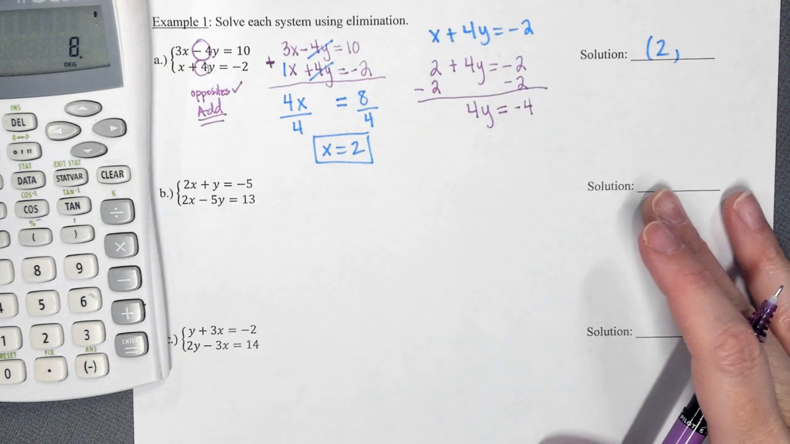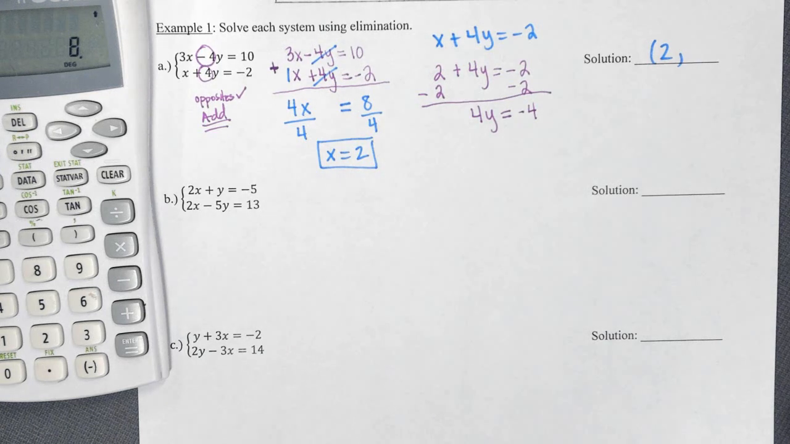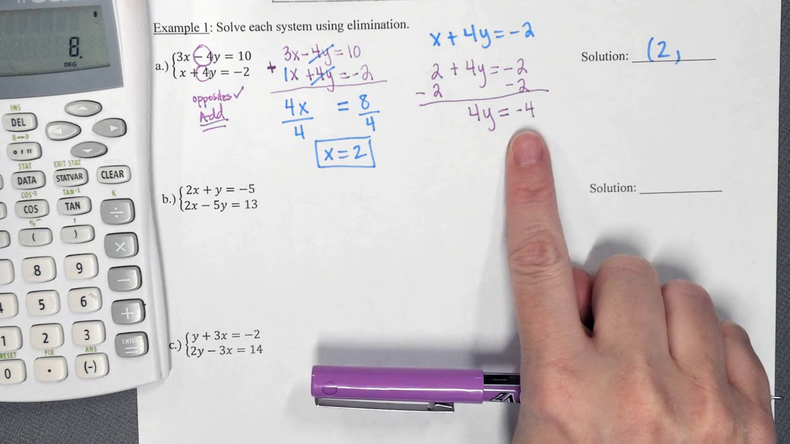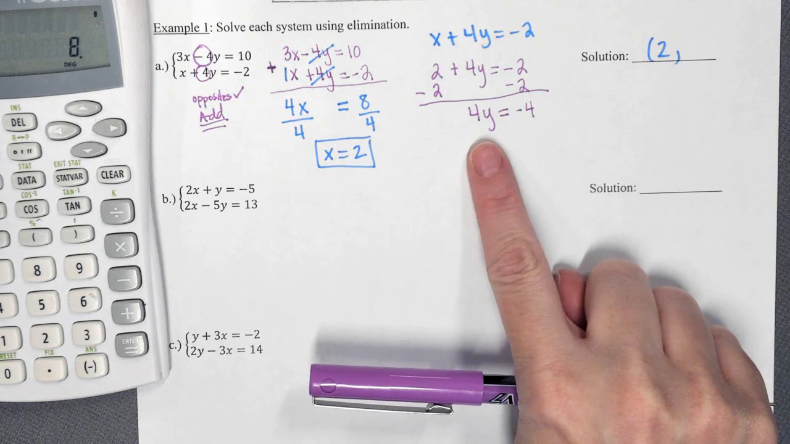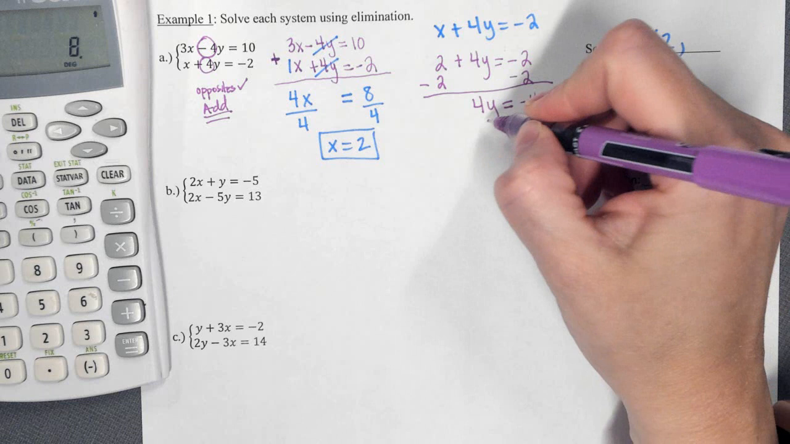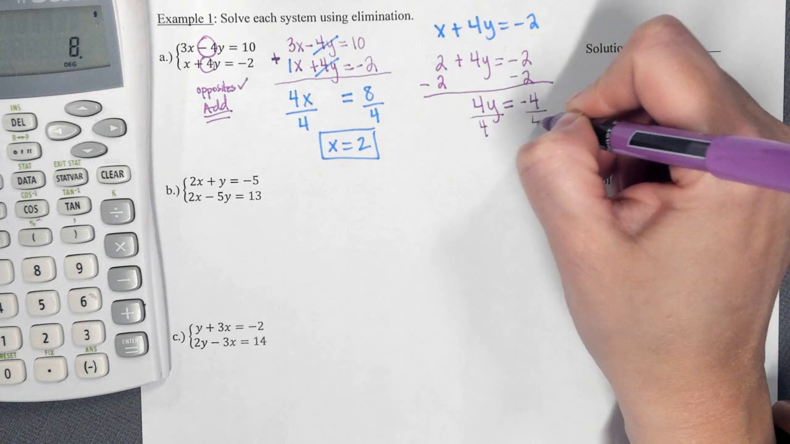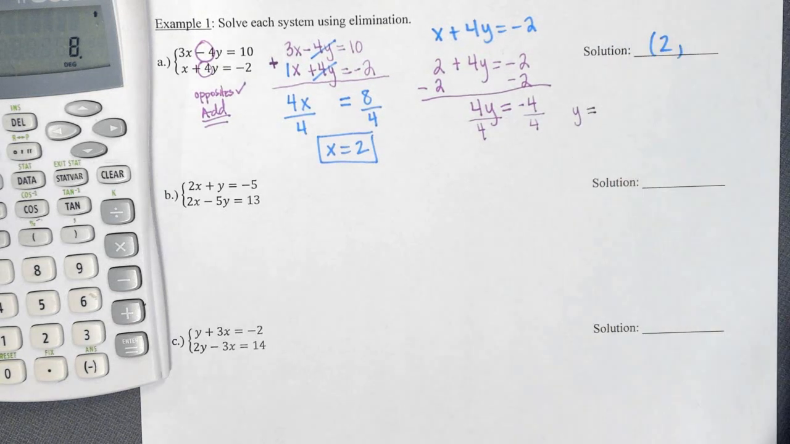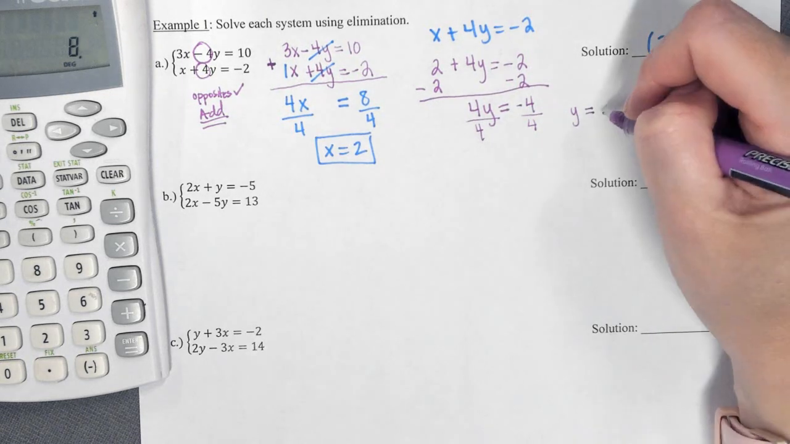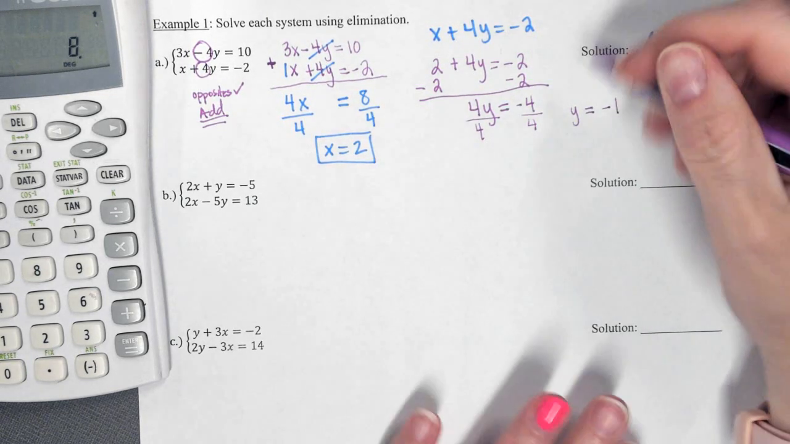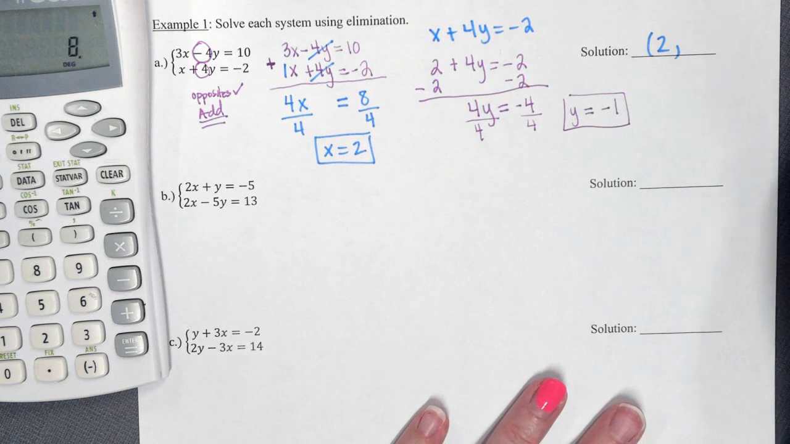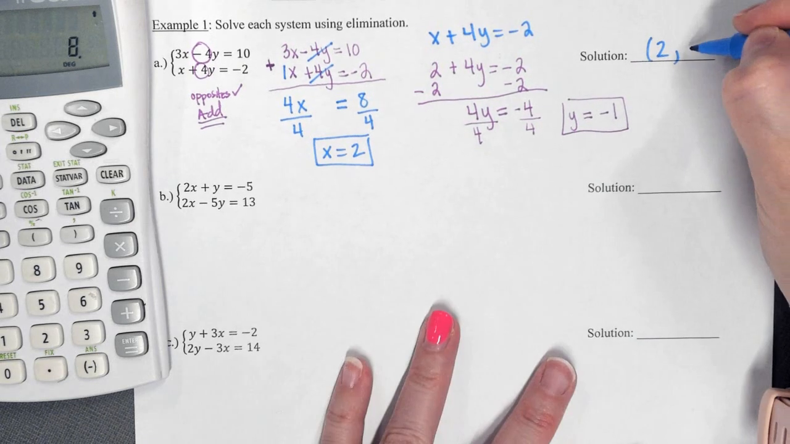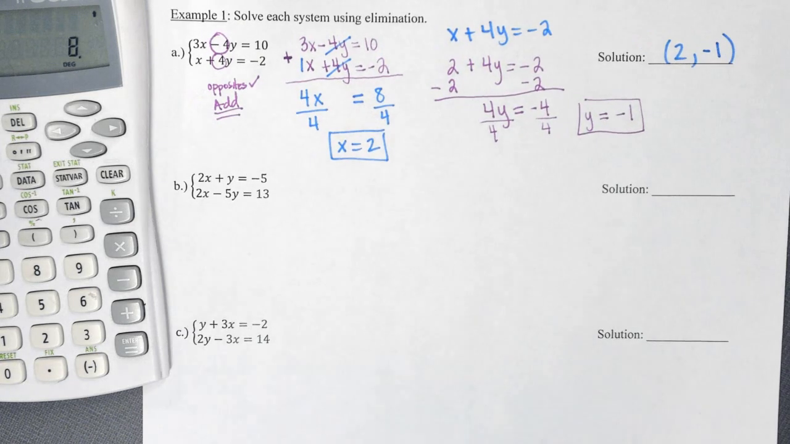Okay, and then Ryan, what's my last step to get y by itself? Oh, we're right here. So 4y equals negative 4. All right, and then don't forget that you have a negative on top. So whether you're doing that in your head or doing that in your calculator, a negative divided by a positive is going to be a negative. Okay, and then so your final answer is 2, negative 1.